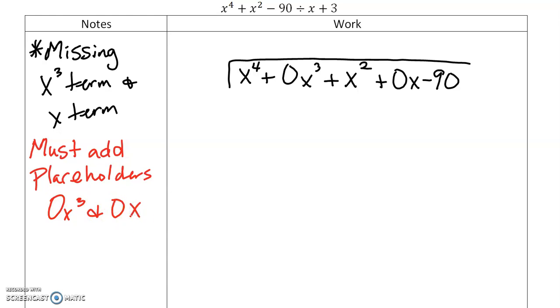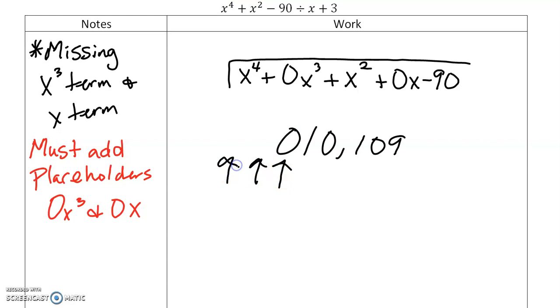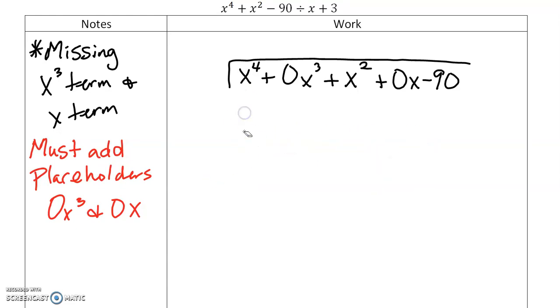I've had kids in the past ask if we have to have a 0x to the fifth. Well, if I write down the number 10,109, I do not need a 0 in the ones place. It's just assumed that all of these other places are 0. So once you have your highest power, that x to the fourth, you do not need any other placeholders. What are we dividing this by? We are dividing this by x plus 3.